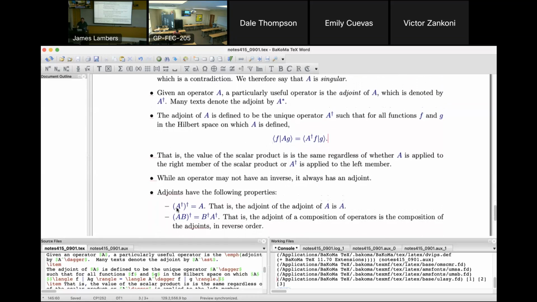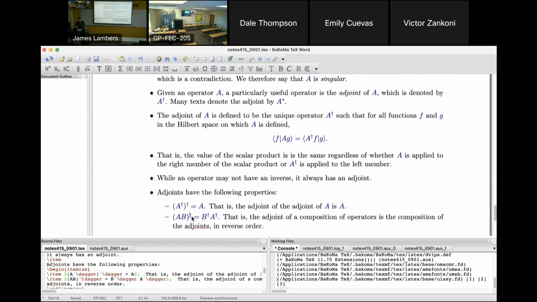But first, some properties. The adjoint of the adjoint is the original. So adjointing twice brings you back to where you started. Also, the adjoint of a composition, or if you want to think of it as the product of operators, is equal to the adjoints of the two operators individually, but applied in reverse order.